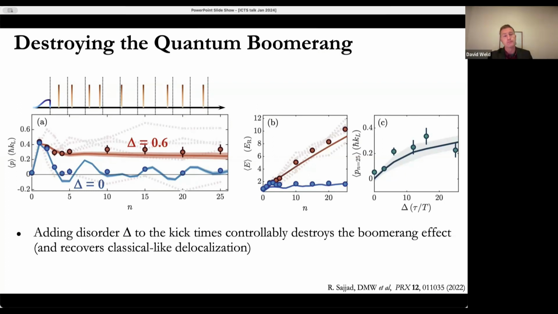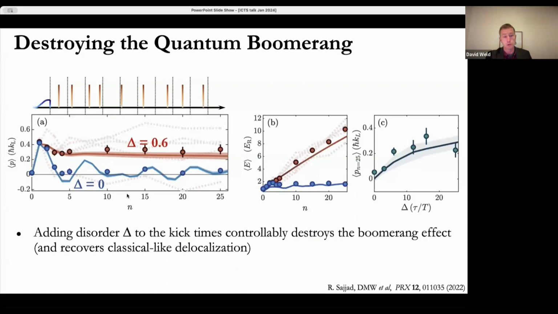This is, again, something pretty simple, a little bit related to the Floquet gauge. What we did, as indicated in the cartoon at the top of the left-hand graph, is we added some random disorder, some random delay before each kick time. We took a random parameter, uniformly sampled from a distribution between minus delta over 2 and plus delta over 2, and added that to the time of each kick. This actually controllably allows us to destroy the boomerang effect. So that's what's shown in this left-hand plot.